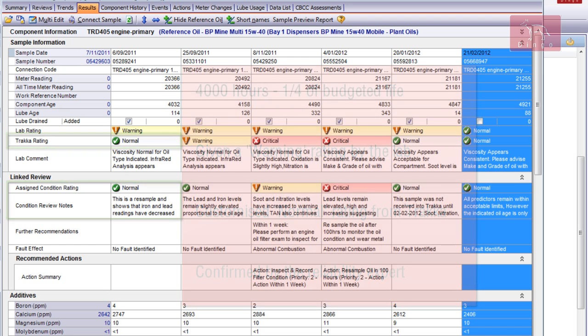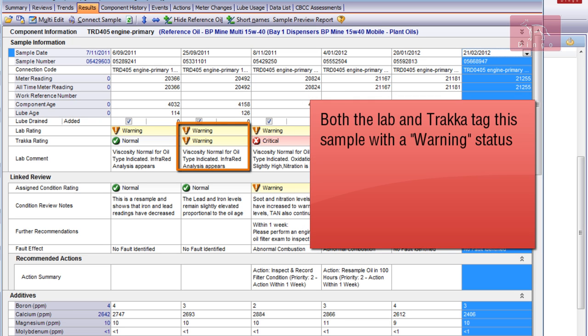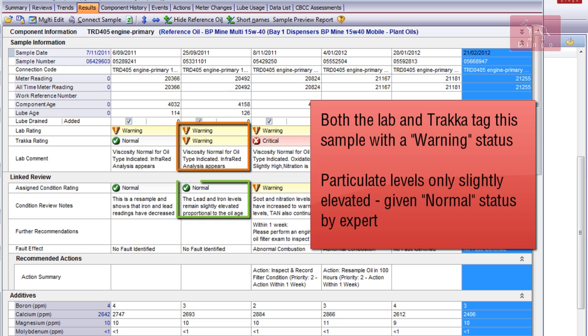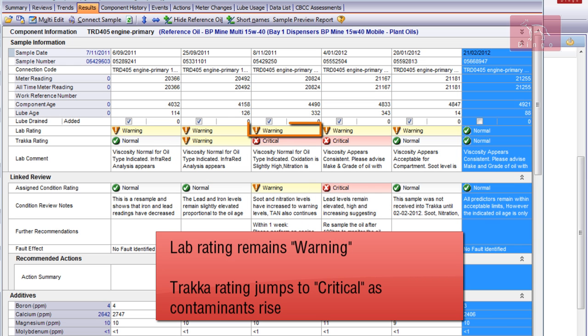The next sample submitted is classified as a warning by both the lab and Trakka. As levels are only slightly elevated, the Trakka expert issues a normal status. In the third sample received, the lab remains at a warning status, and Trakka results pass into the critical threshold. The expert issues a warning with instructions to inspect the engine filter.